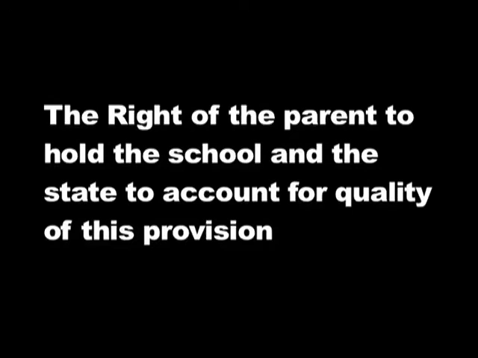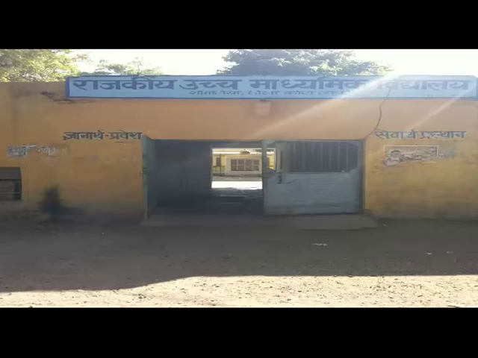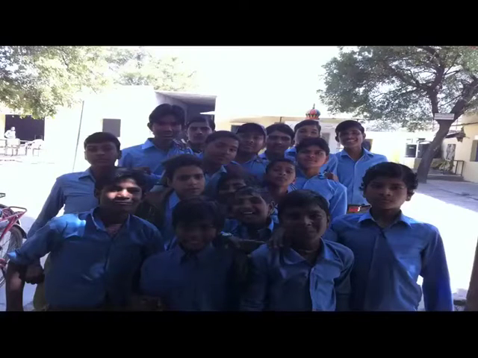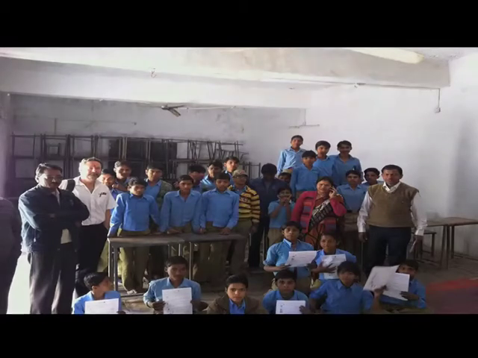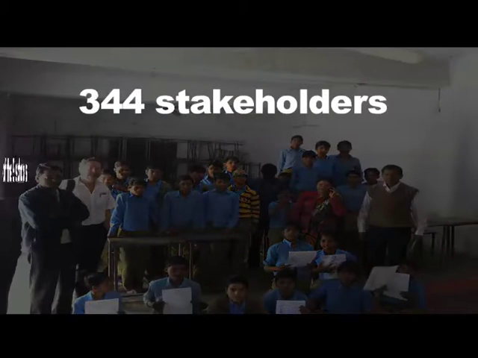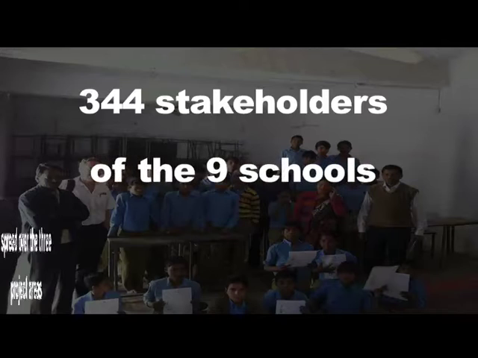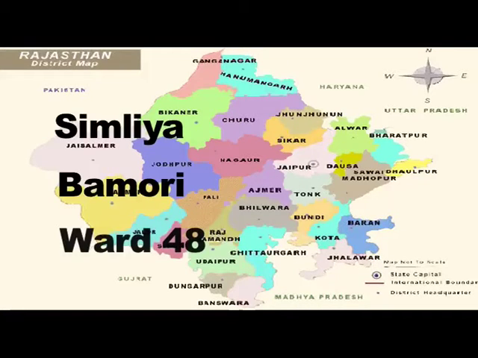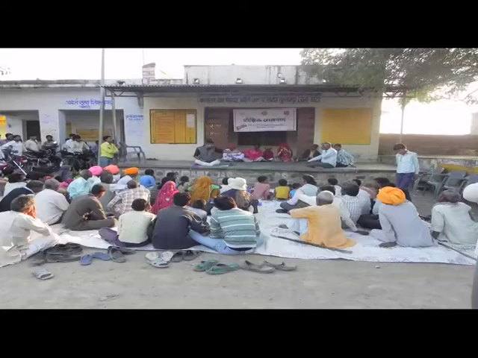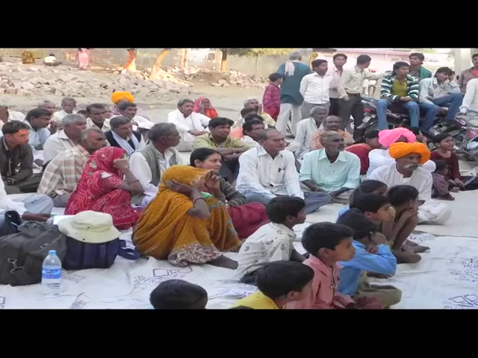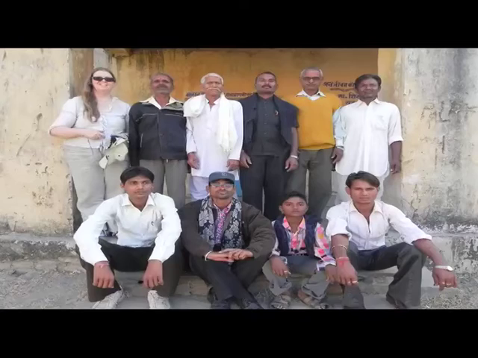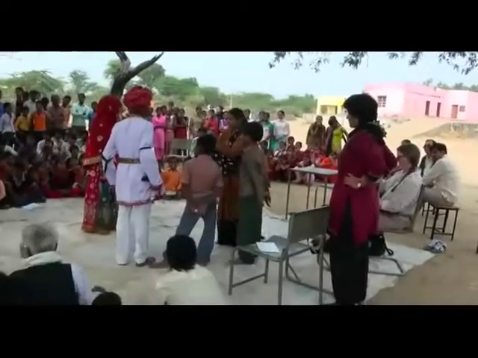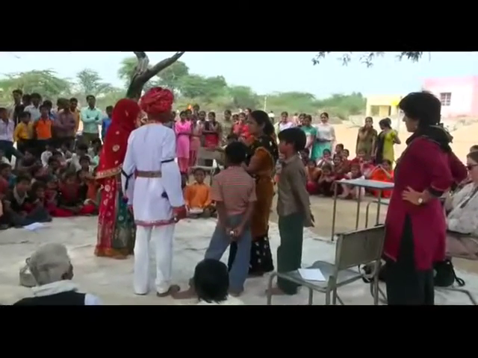The project has been delivered in two blocks in 9 primary schools in the Kota district in Rajasthan state. The community scorecard was administered to 344 stakeholders of the 9 schools spread over the 3 project areas of Similia, Bimore, and Ward 48. The project used Kalajathas and community scorecards to introduce all the different stakeholders, from the providers, the head teachers and the teachers, to the users, the parents and the students, to the rights to education.